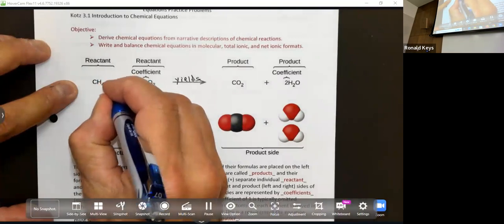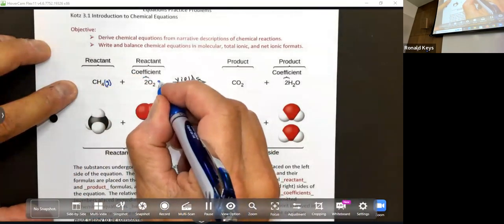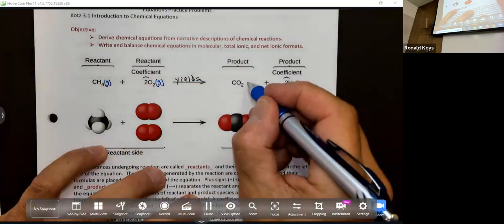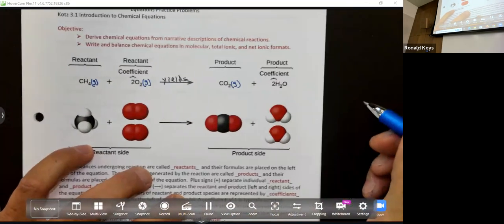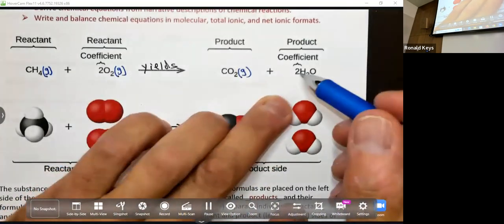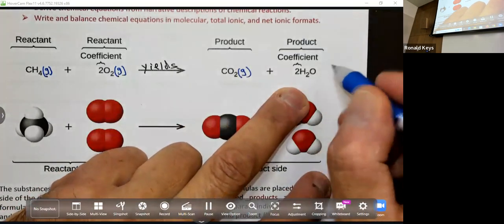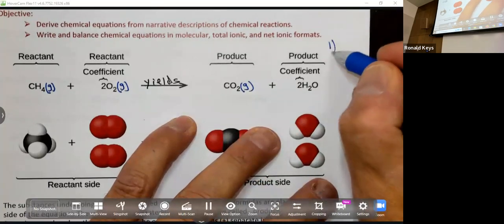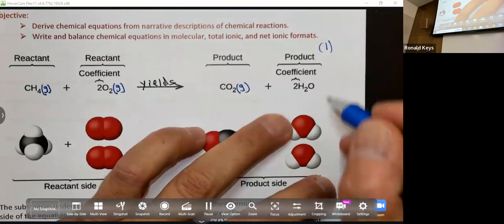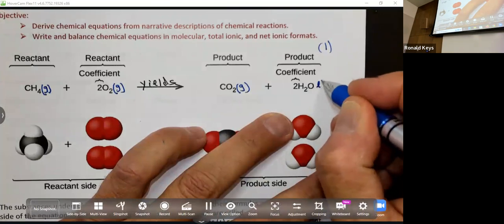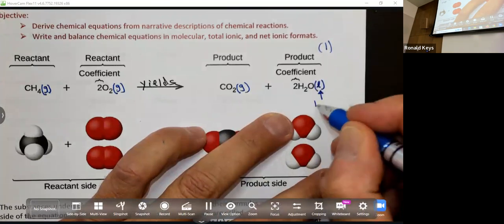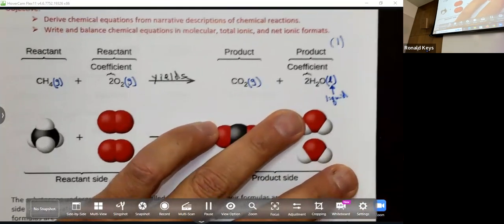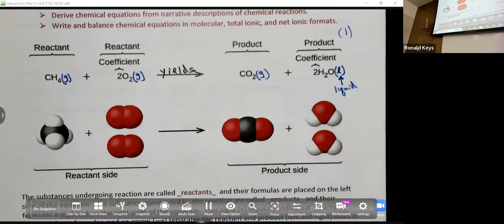If we put the state of these, this would be a gas. This would be a G for a gas. This would be a G for a gas. And then, depending upon how you do this, this water could be a gas or a liquid. Now, unfortunately, on a typewriter or a word processor, that L looks like this. It kind of looks like a one. So usually I type stuff in and I put a cursive L like this for liquid. So we can get liquid water out of this. So we've got reactants on the left, products on the right, separated by our plus signs.